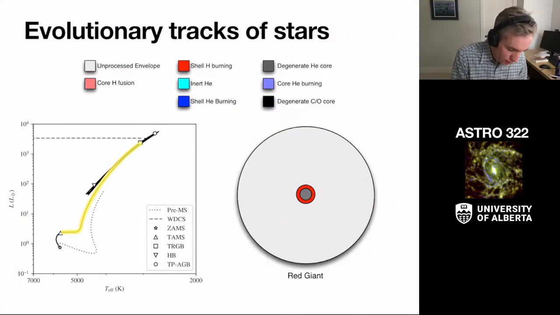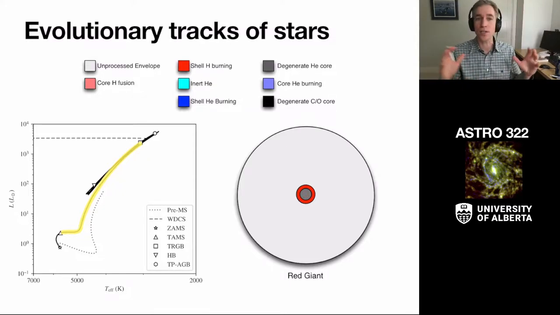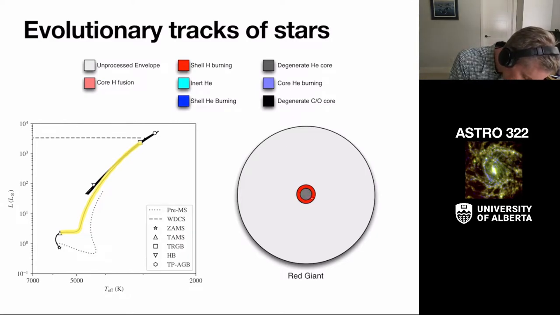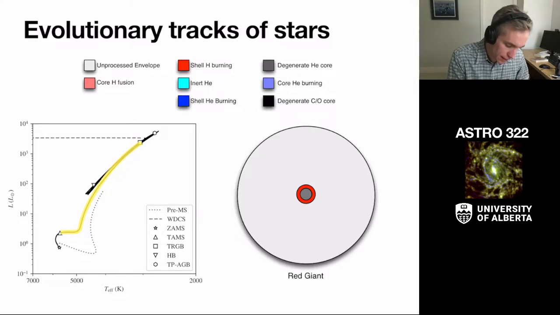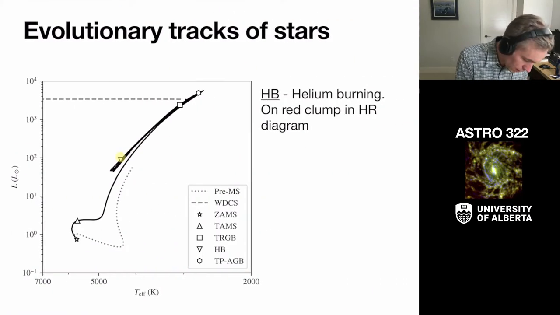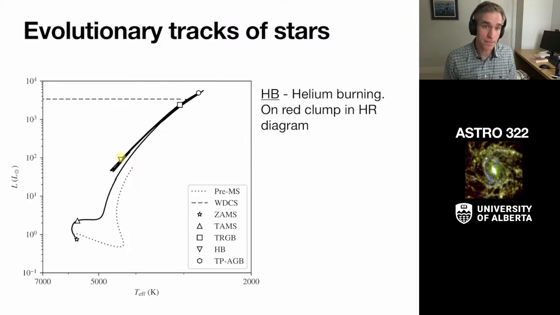Just briefly, what a red giant looks like: it has a huge convective envelope around the star. It has a degenerate helium core in the center, not doing much except getting mass. And then this hydrogen fusion shell source is dumping material onto the helium core, which is getting smaller, hotter, and more dense. And then this ignites and drops down onto the helium burning sequence.